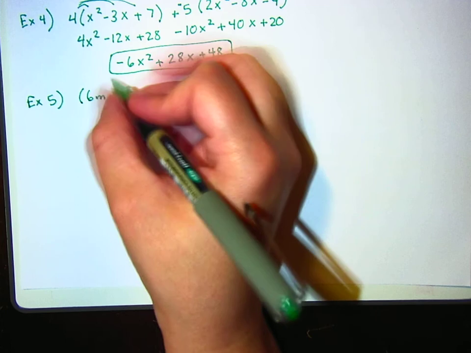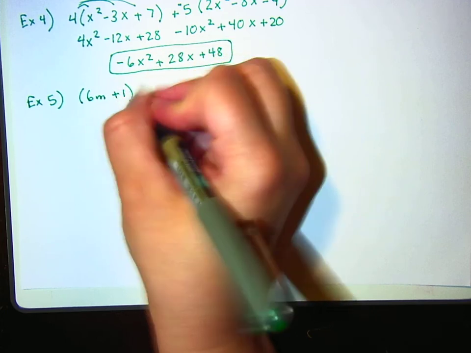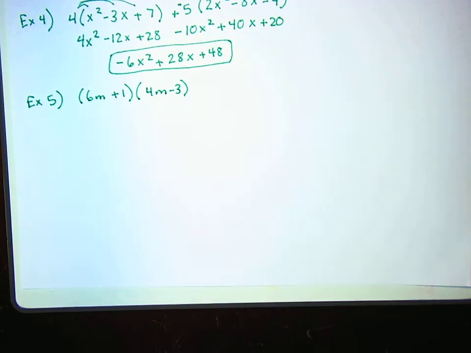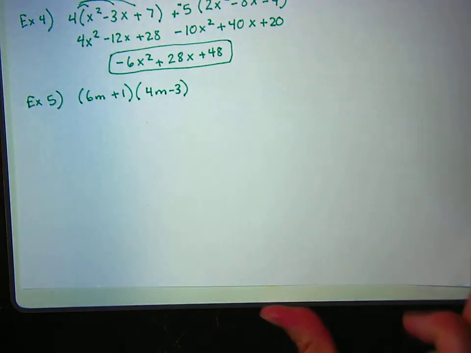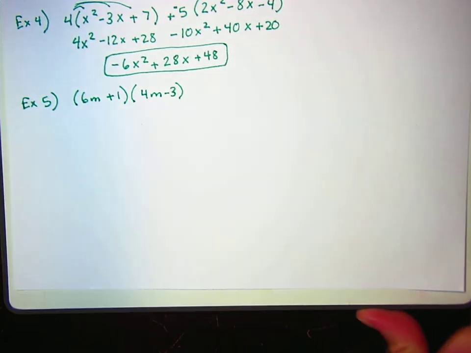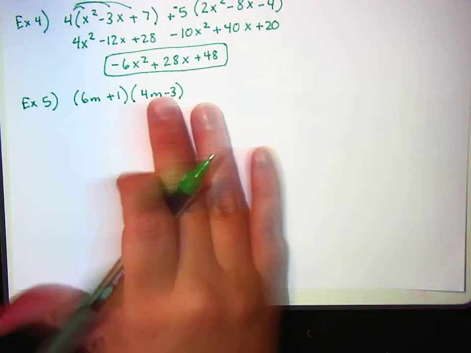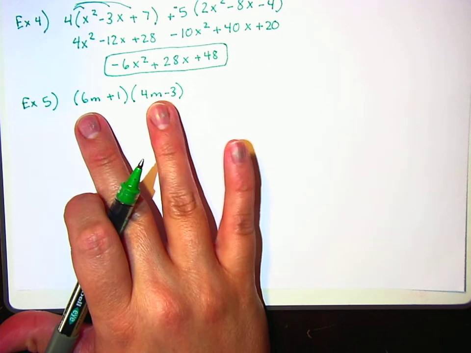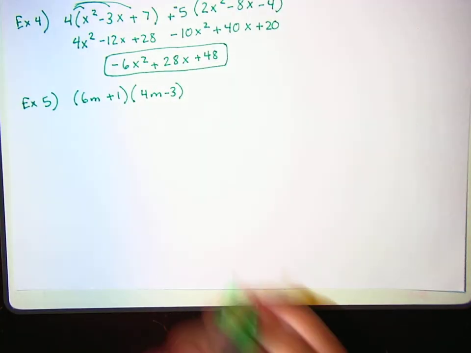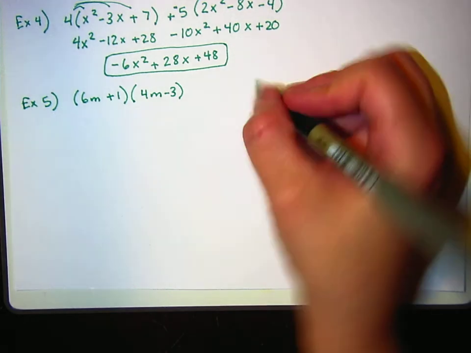This one is parentheses 6m plus 1 parentheses, and another parentheses 4m minus 3. So now we're multiplying. These are actually binomials, but binomials are still polynomials because polynomials just means more than one. So there's two ways to multiply binomials. You can't just multiply the first two terms and the second two terms. It's not like adding and subtracting. It's very different. You can do it two different ways.